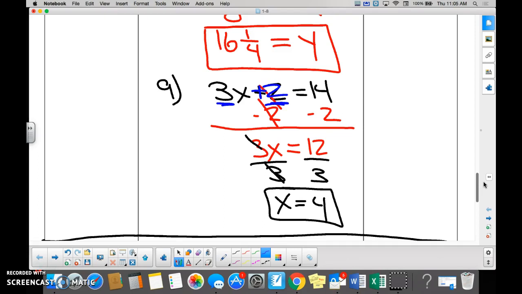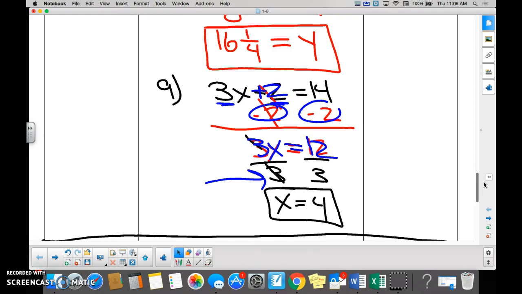Right. So we subtracted 2 from both sides, and we cleaned it up. We were left with 3x is equal to 12. We still have x combined with something else, right? So we get rid of the 3 by dividing both sides by 3, and we end up with the answer of 4. Questions?